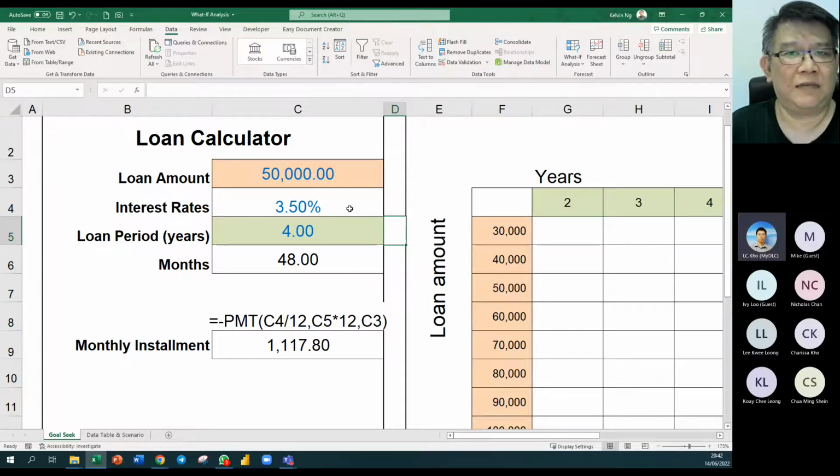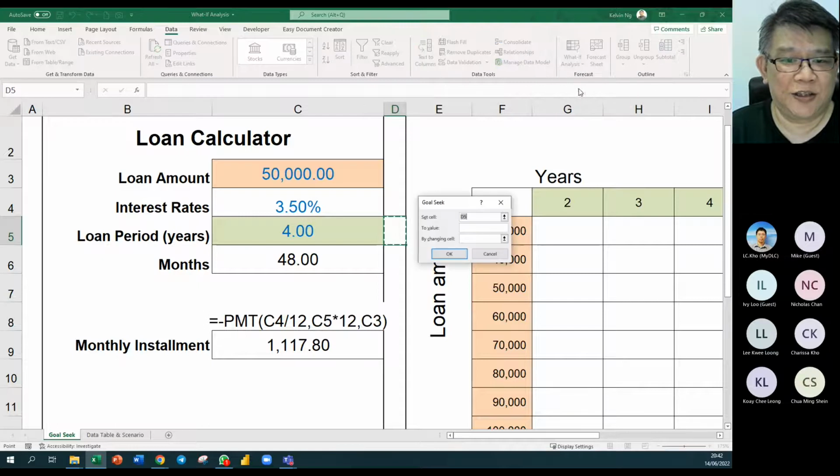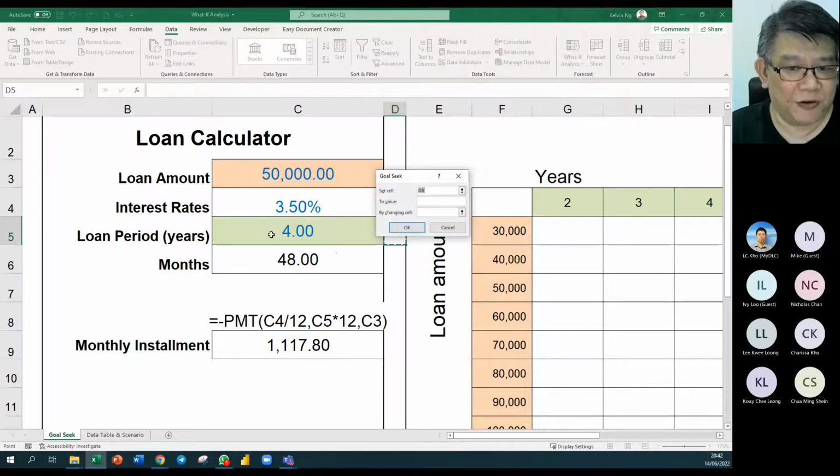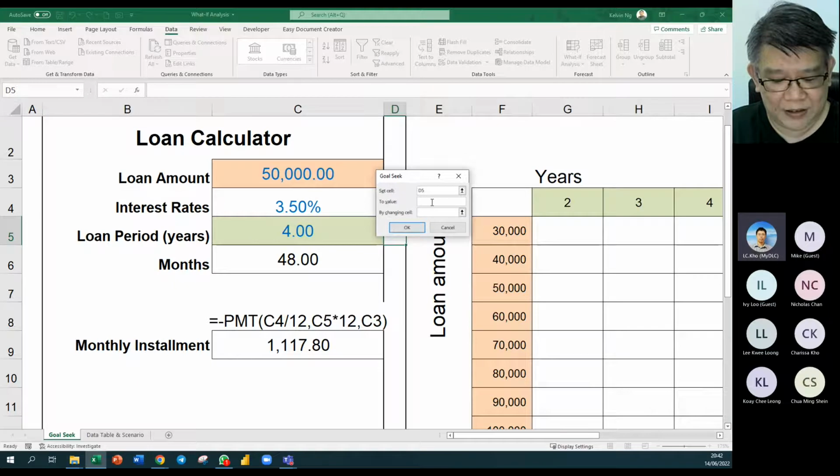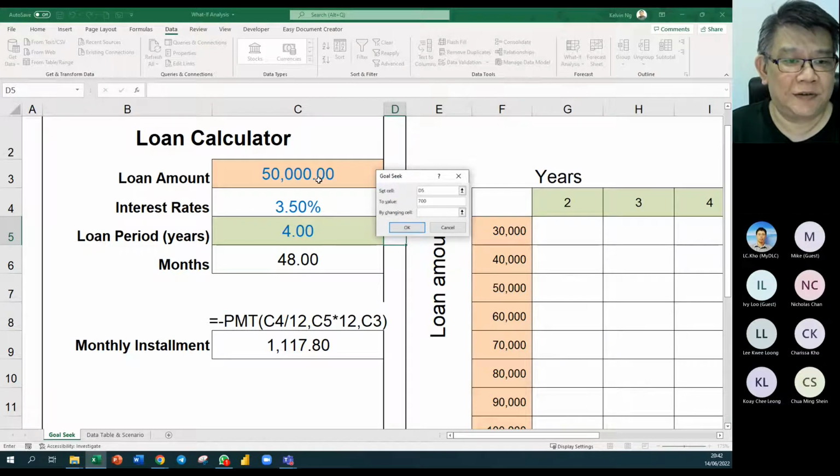Then the customer will ask you, if I pay 700 a month, how much loan can you offer? So what do you do? What-if analysis again. Go to the goal seek. This time, I change it back to 4 years, still 700 budget, by changing cell, loan amount. So how much can you offer?